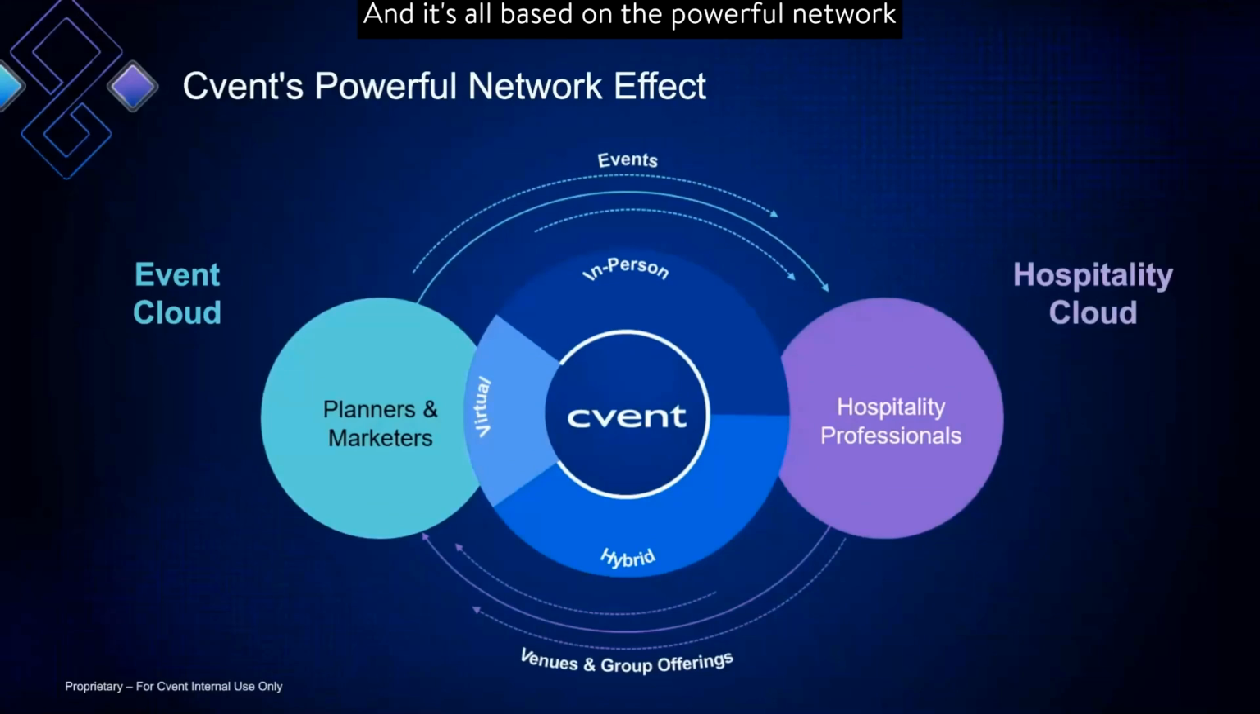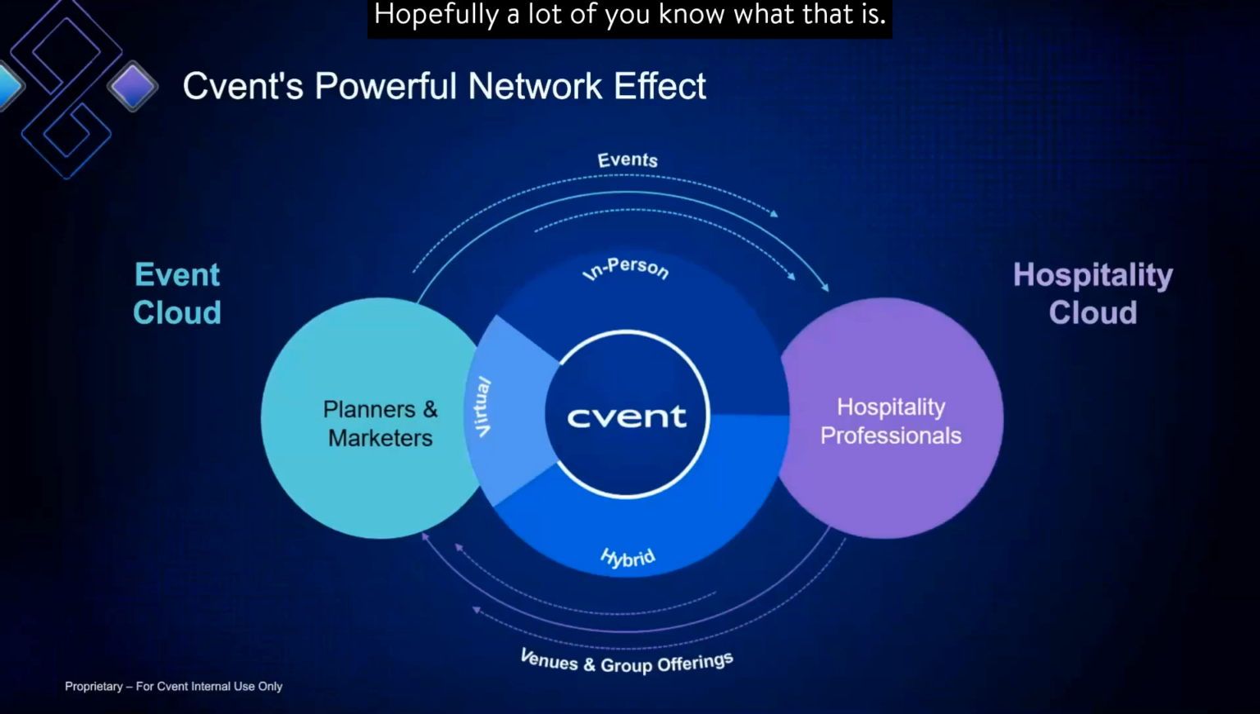It's all based on the powerful network effect that Cvent's technology creates. It's what we like to call our Cvent ecosystem. We have an ecosystem with our event cloud. Internally, this is what we like to call our event technology that empowers planners and marketers to create amazing events across in-person, hybrid, and virtual formats. We have 126,000 planners who sourced over 3 million total group RFPs last year. And we have also over 300,000 venues that are listed on our Cvent Supplier Network.